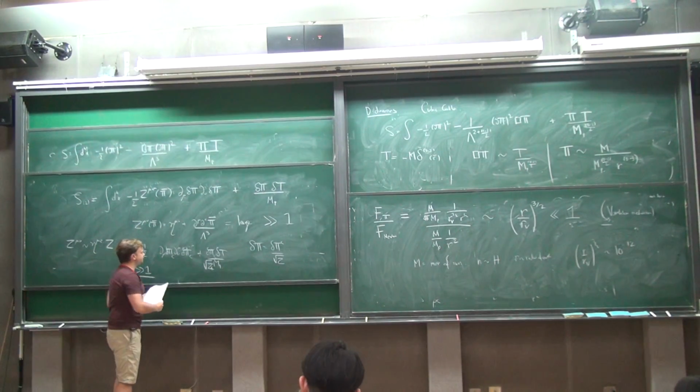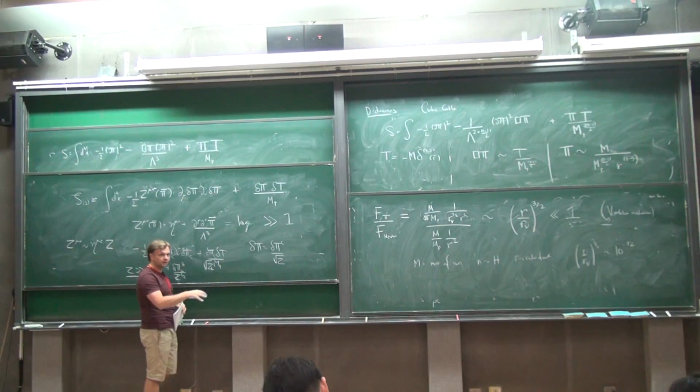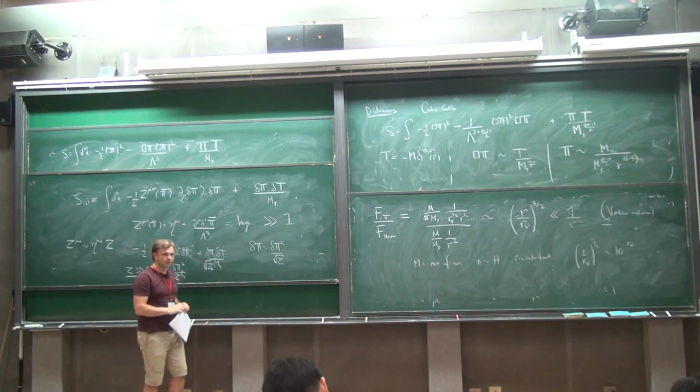So imagine, think about a cubic interaction. Then after we've canonically normalized, we're going to have Z to the 3/2 here. So the interactions become smaller and smaller and smaller as the wave function normalization gets larger.